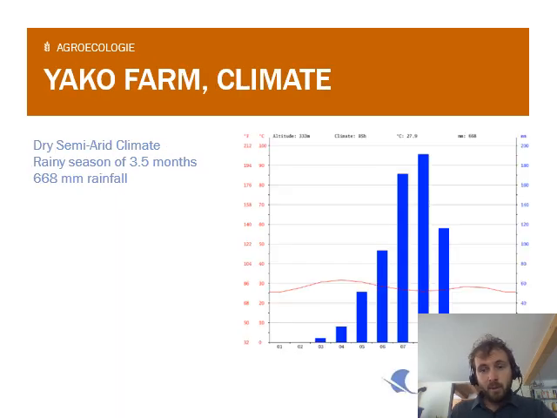It is a farm in a really dry climate, the dry semi-arid climate of Köppen. So we have a rainy season of only 3.5 months and only 670 millimeters of rainfall, so it's really dry. So for cropland you really need to be careful to be able to produce in the short time, and for vegetables you need access to water to produce anything outside of these 3 months.